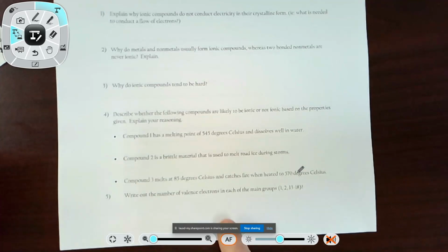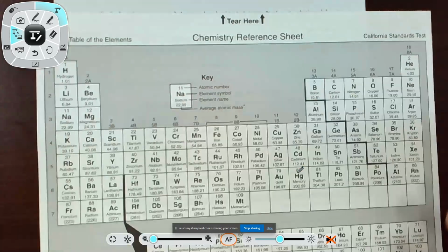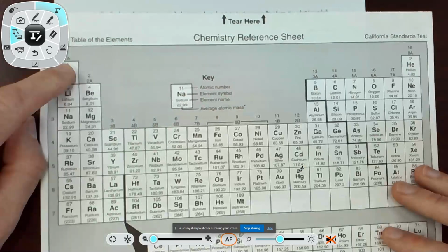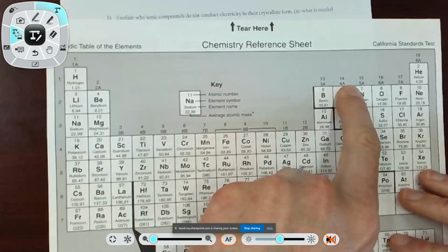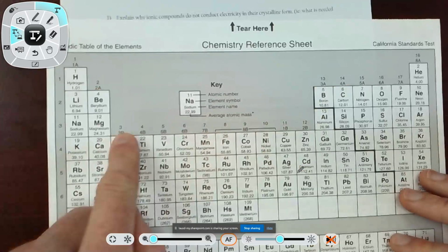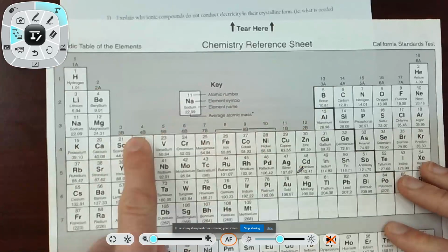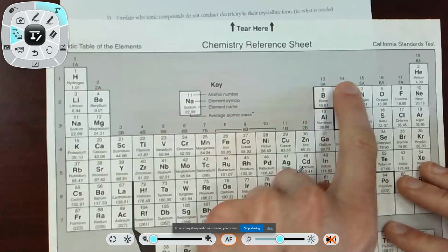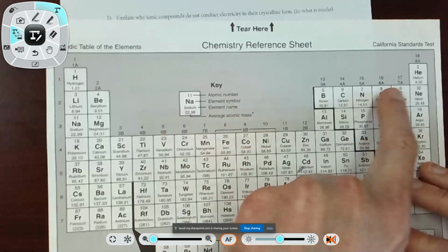Number five, write out the valence electrons from each of the main groups. We go over to our periodic table. Remember, the main groups are 1, 2, and 13 through 18. The valence electron numbers are simply the same as the numbered columns. Your main group elements are designated with the A. Remember, we kind of ignore the transition elements down here. Notice that we have column B being used instead of A. So valence electrons 1, 2, 3, 4, 5, 6, 7, and 8.